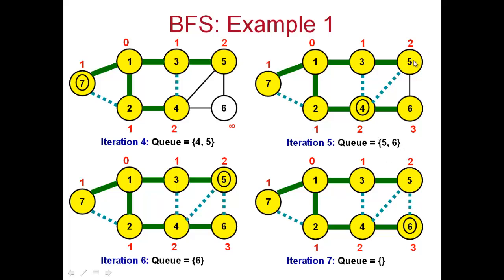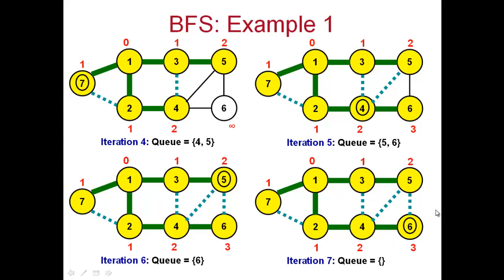Then you dequeue vertex 5. This edge and this edge have already been classified, but this edge to 6 has not been classified. This should be a cross edge because 6 has already been visited. And then the last iteration will be left with only 6, and all its edges are already classified, so there's nothing we need to do with 6. So dequeue 6 also. So the queue becomes empty.